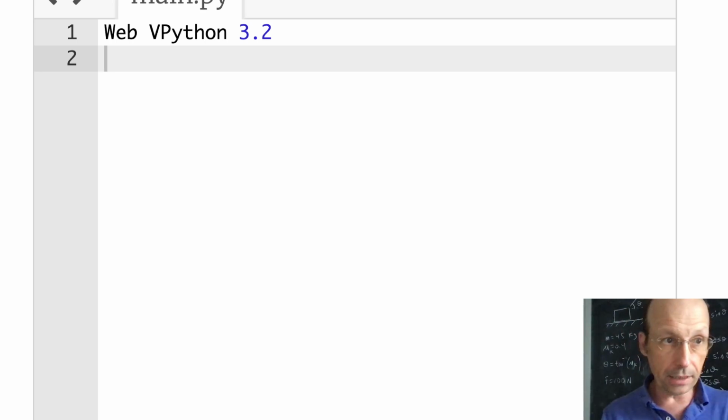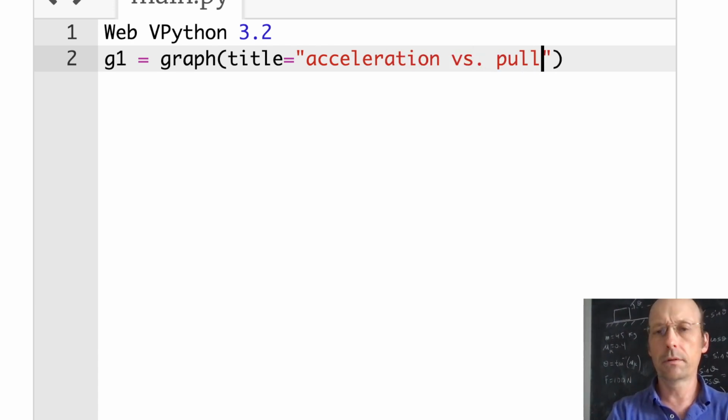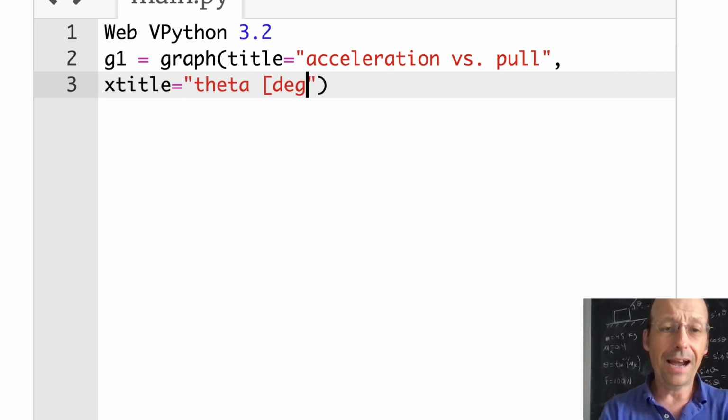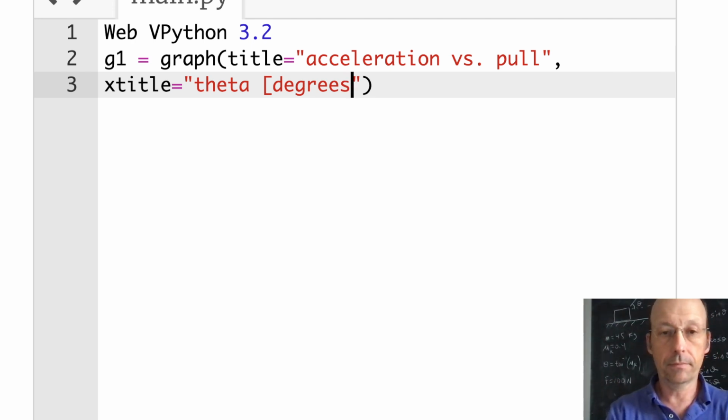Here we are in Python. I've already got it started up. We're obviously going to need a graph, so I'm going to make that G1 graph. Title equals pulling acceleration versus pull angle. I don't know, that makes sense, that's fine. X title is going to be equal to theta. I like to plot this in degrees. I think better in degrees. The Y title is going to be the acceleration in meters per second squared.